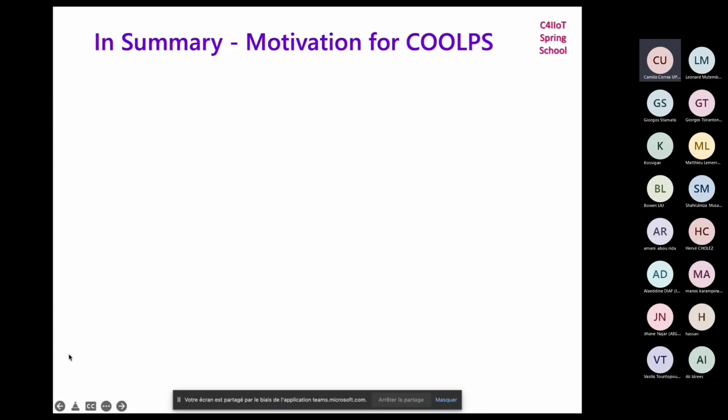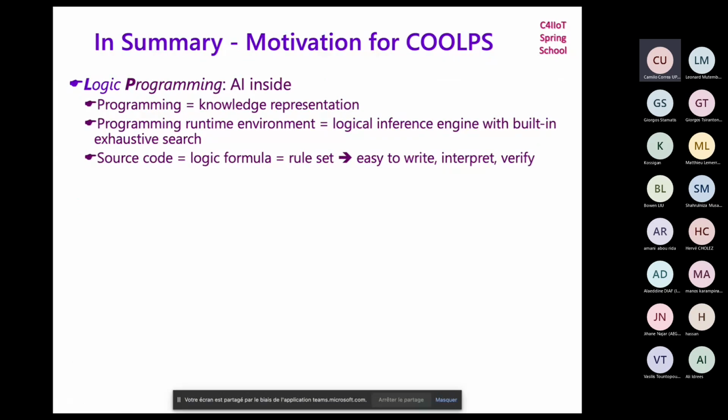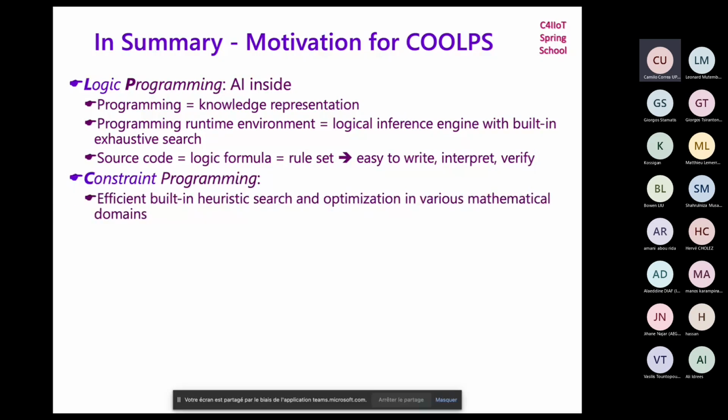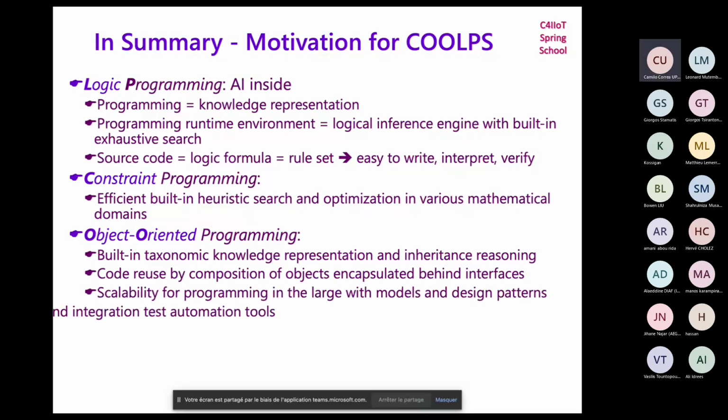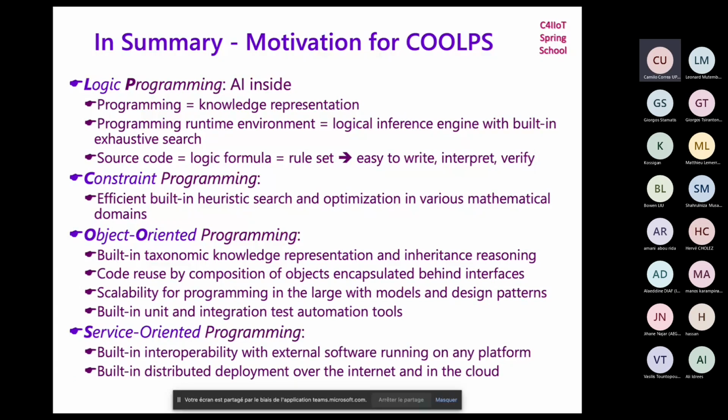web page. So in summary, why do we want constrained object-oriented logic programming? Because logic programming gives us very powerful AI formalism. Constrained programming gives us very efficient solvers for many mathematical domains. Object-oriented programming makes logic programming modern and allows us to represent complex taxonomies of objects. It has code reuse and it scales well to large models, and it has good tools for modern software engineering. And service-oriented programming essentially is interoperable with external software running on any platform, and it's easy to deploy as a Docker container, as we did in the project. So this concludes the first part of the presentation.